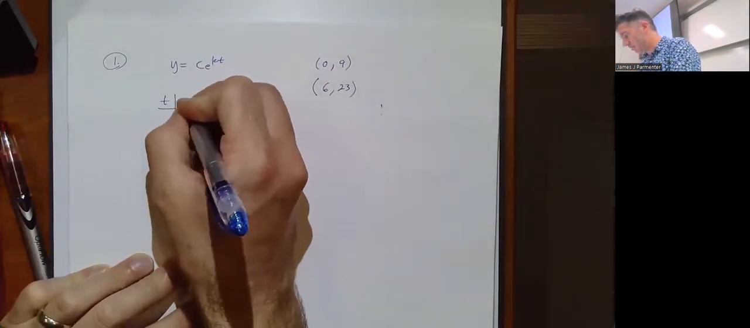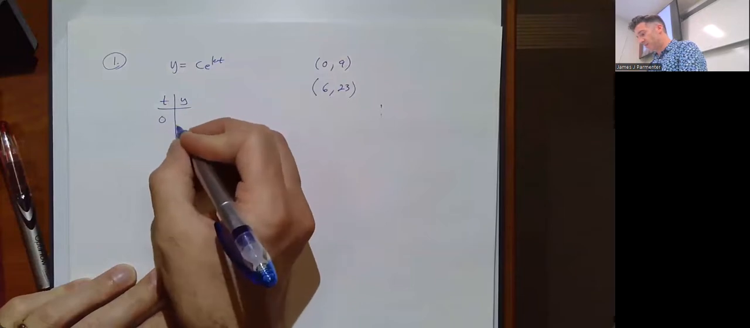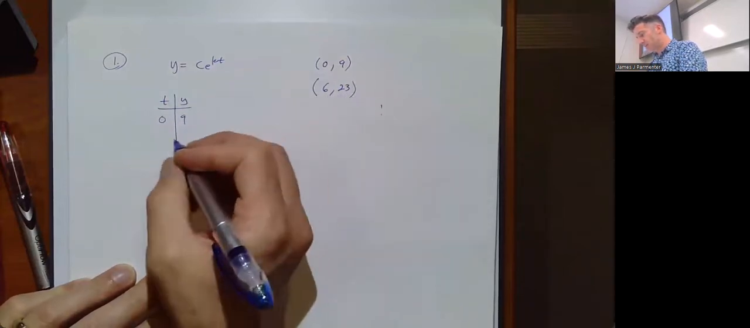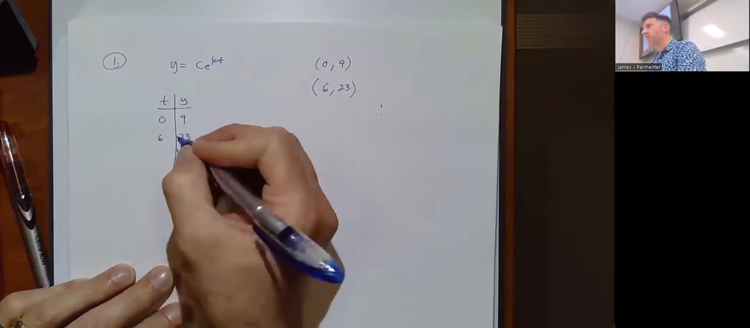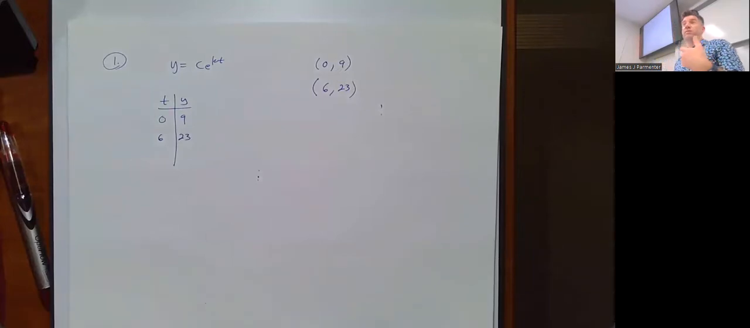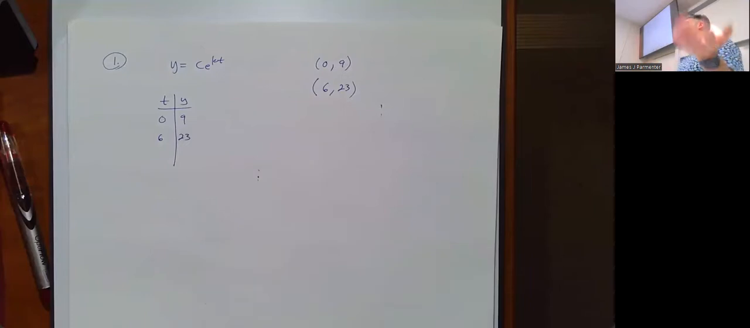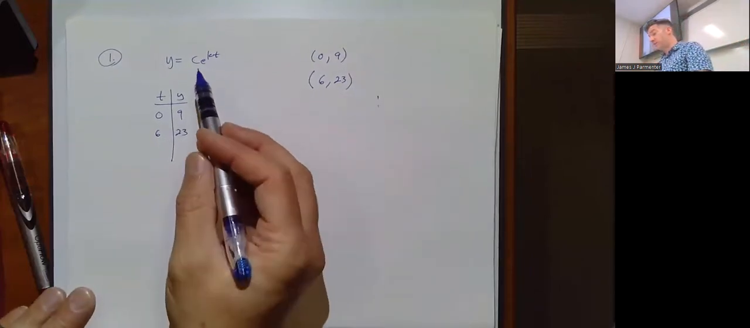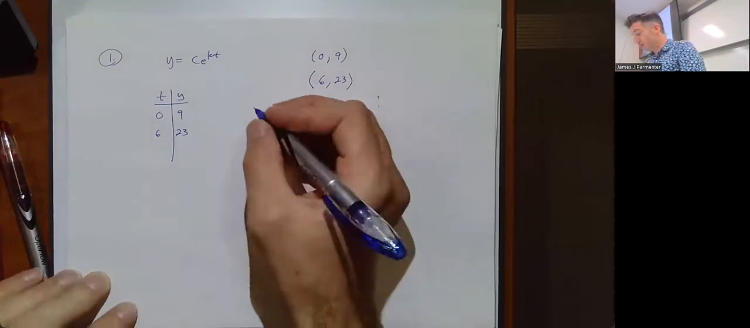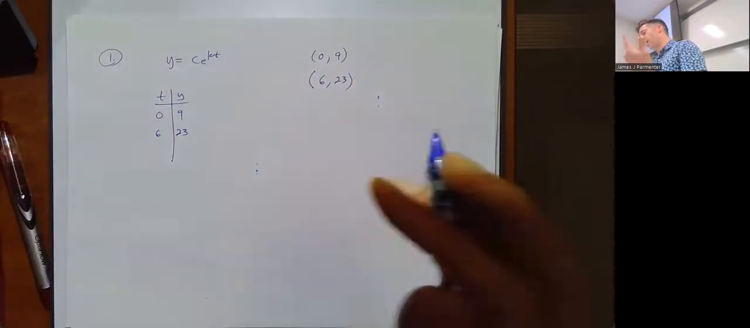So in my table here, t is 0, y is 9. And then from this point, t is 6, y is 23. That just helps me keep track of where I'm putting things. It's good to know what you want to do. So for this one, finding c is still a straightforward process. We can find c by just plugging in 0 for t and getting y equal to 9, which will be c.